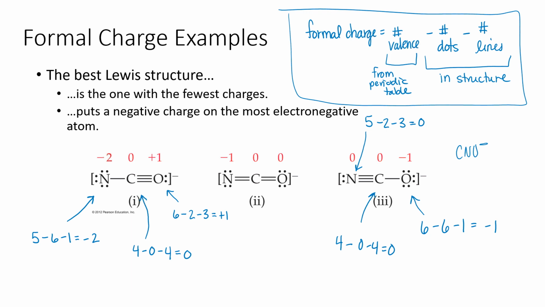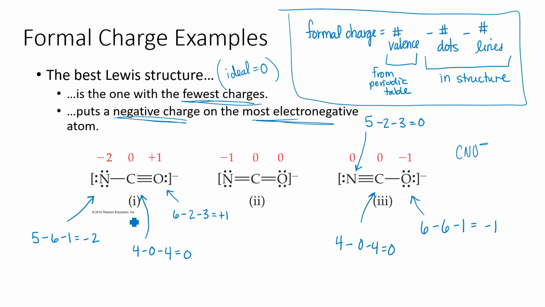And the best structure is going to be the one with the fewest charges. So ideally, we want the formal charges to be 0. So best case scenario, all the atoms have a formal charge of 0. That isn't always possible. So if you look at these 3 possibilities, they're not all 0. So if you have to have a charge somewhere, the next rule is the best structure is going to be the one that has a negative charge on the most electronegative atom.